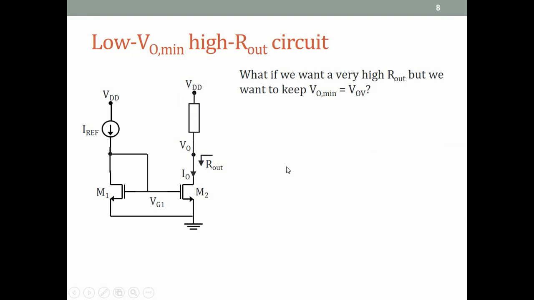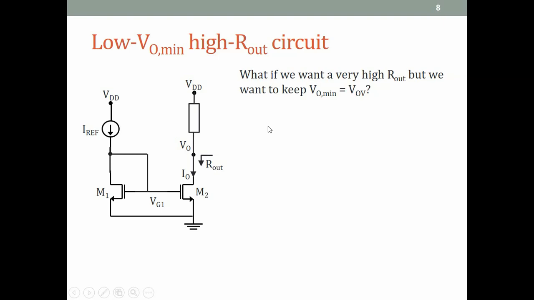Alright, one more last current mirror circuit. Somebody of course asked this question, and perhaps you were also asking yourselves, can I increase Rout without increasing VO-min? The cascode, the triple cascode, the regulated cascode, all increased Rout, but their VO-min was increasing, so it was poorer in terms of the voltage swing. So can we increase Rout while keeping VO-min equal to VOV of M2?